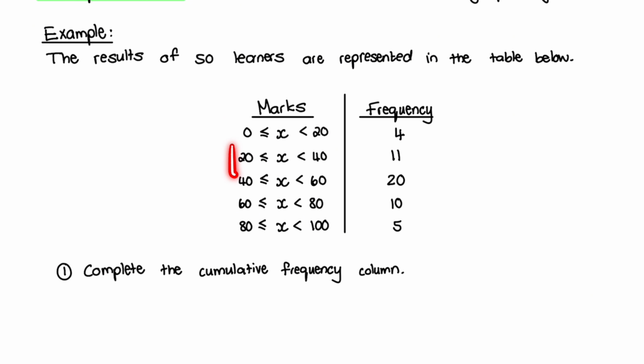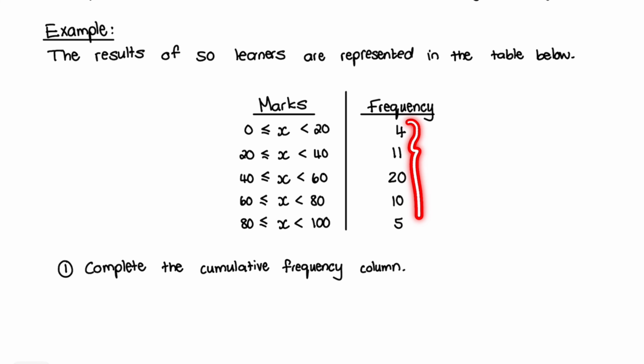And between 20 and 40, we have 11 values. Between 40 and 60, 20 values. Between 60 and 80, 10. And between 80 and 100, 5. So if you add these frequencies up, that will add up to 50. And we know where each of these individual results lie.